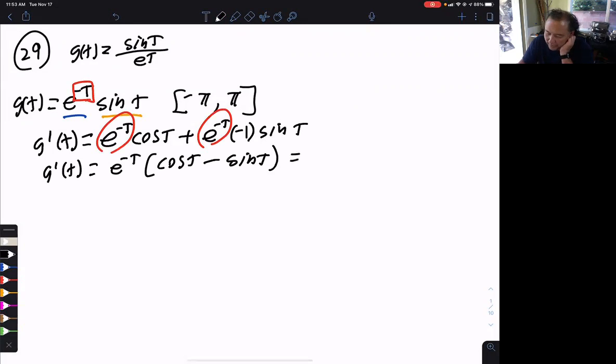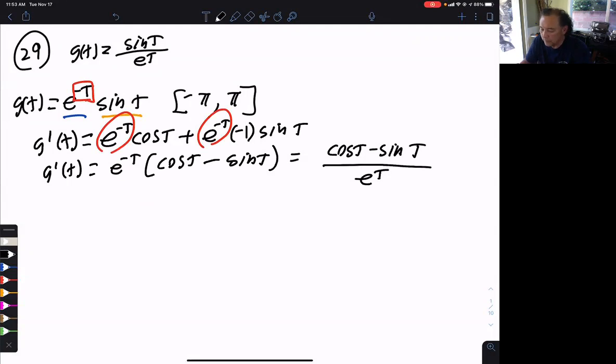And I'm going to rewrite that. The negative here is going to move that to the bottom. So I end up with cosine t minus sine t all over e to the t. Okay, so there's our derivative.